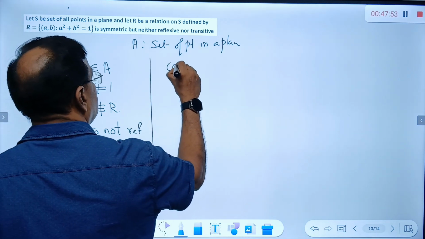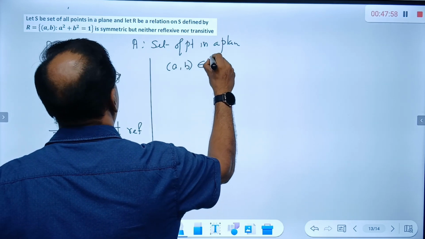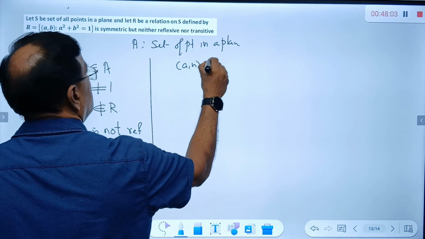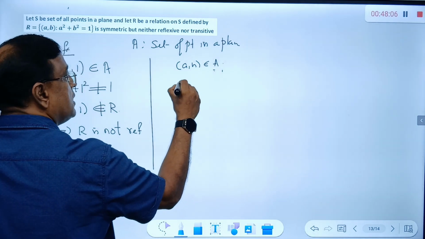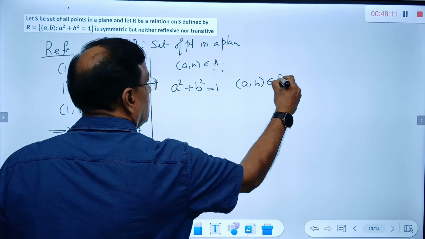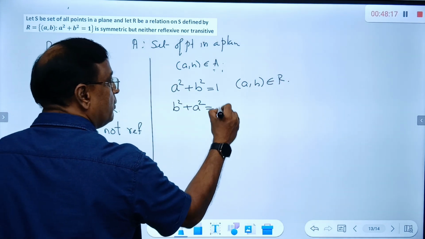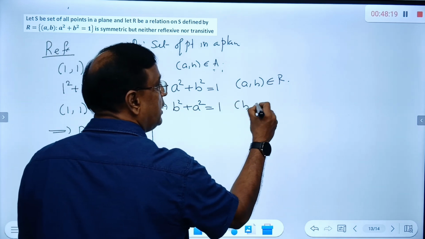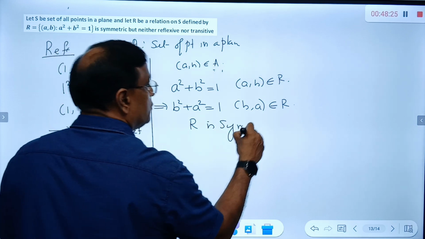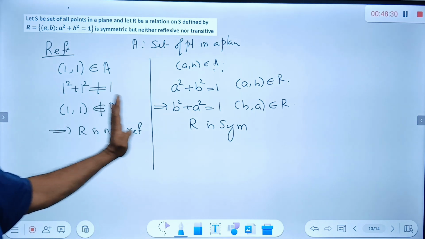If I choose points in a plane, (a, b) in a set A, if you have a square plus b square equal to 1, that means (a, b) belongs to R. Definitely b square plus a square will also be 1, correct? That means (b, a) also belongs to R. Therefore, R is symmetric. So the earlier one was reflexive but not symmetric, and this one is not reflexive, but it is symmetric.